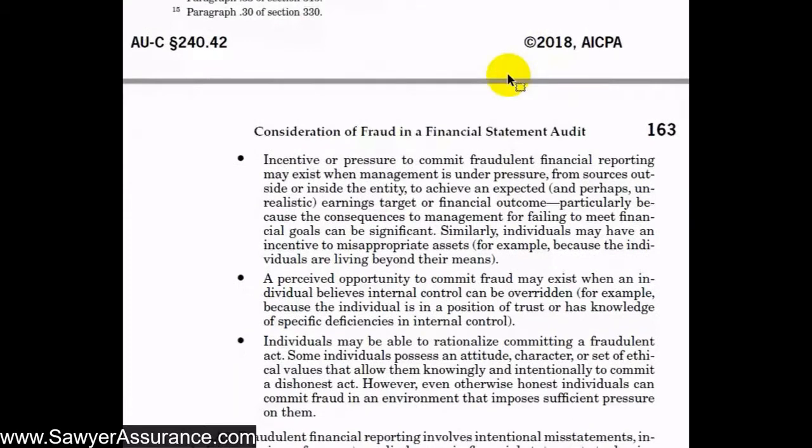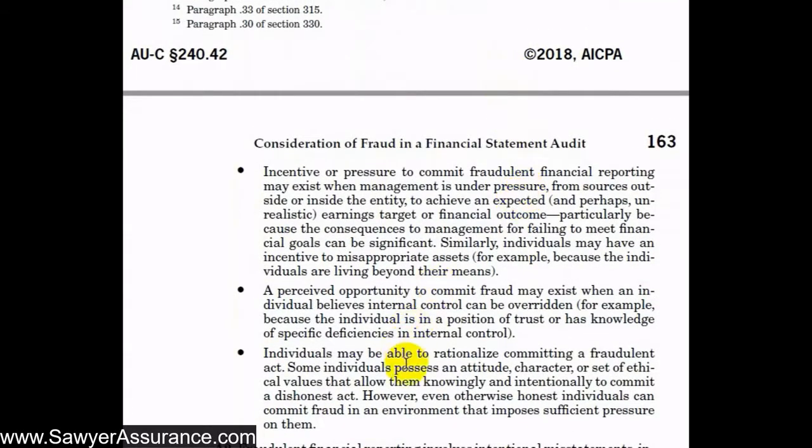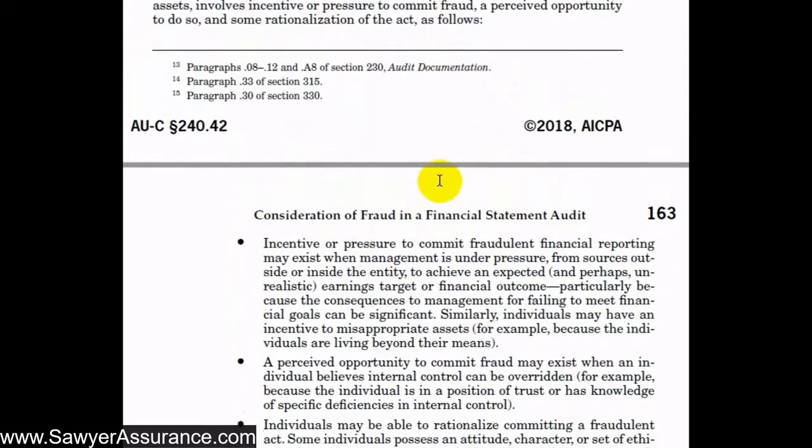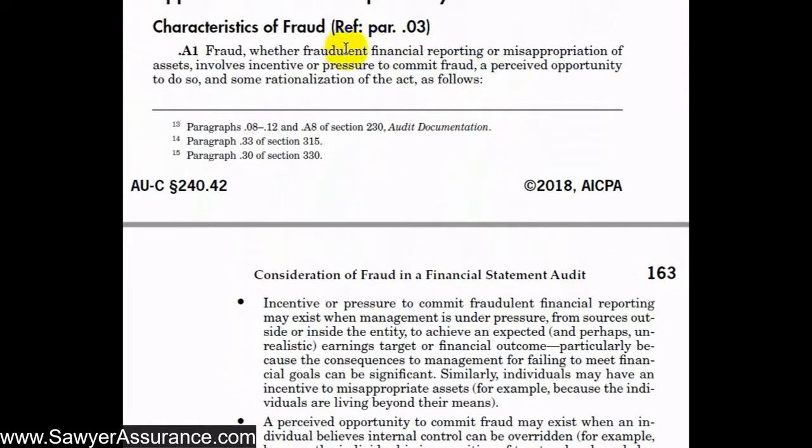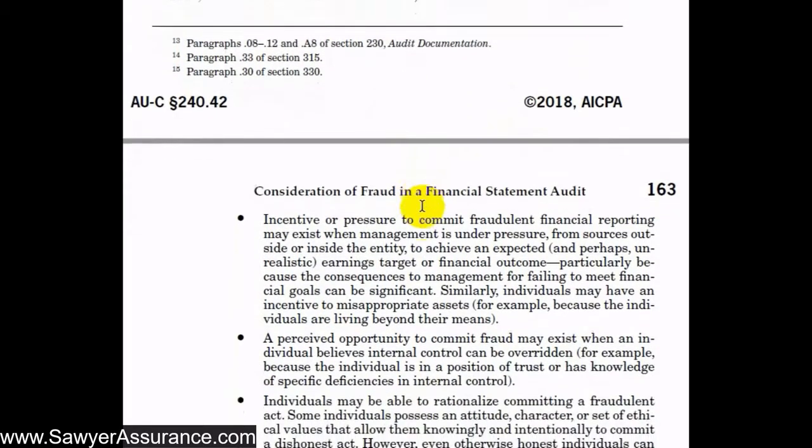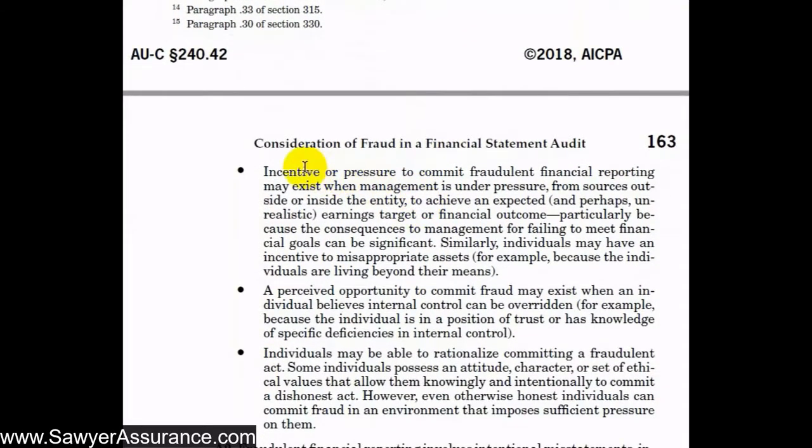We have some examples down here of what might be perceived for each of these corners of the triangle. Because we have two types of fraud, fraudulent financial reporting and misappropriation of assets, these examples cover both. The first is the incentive to commit fraudulent financial reporting. For the incentive, that might be pressure from sources inside or outside the entity to achieve an expected outcome, maybe an earnings target or a financial outcome.